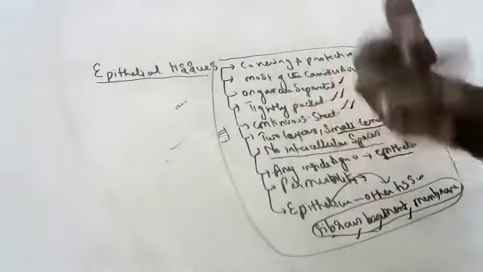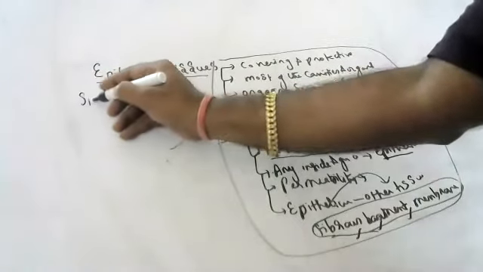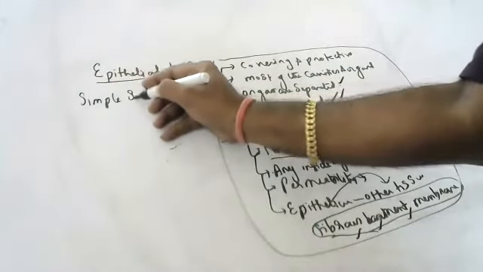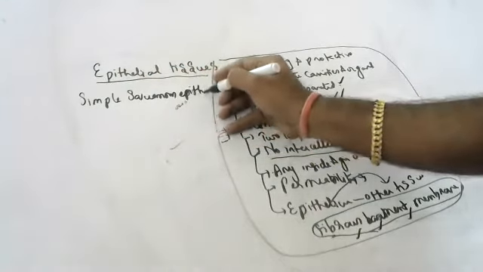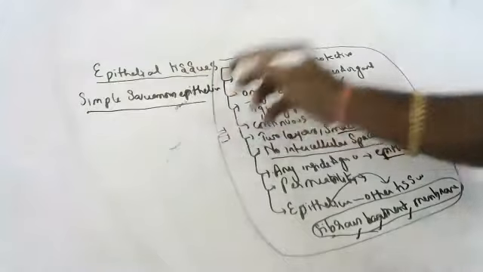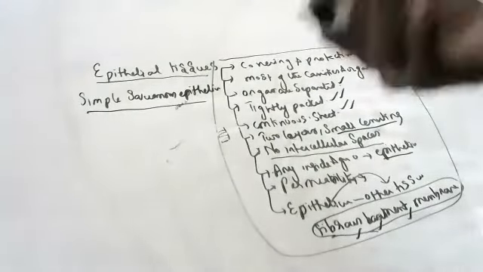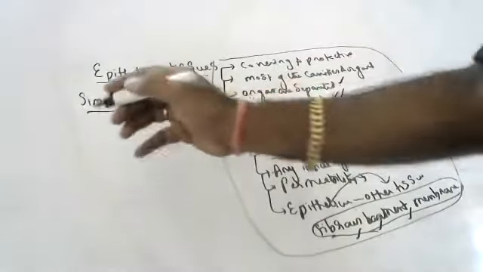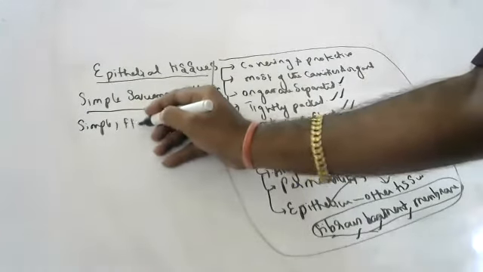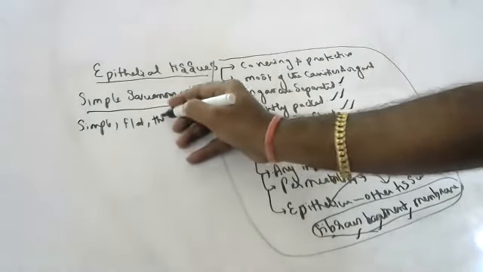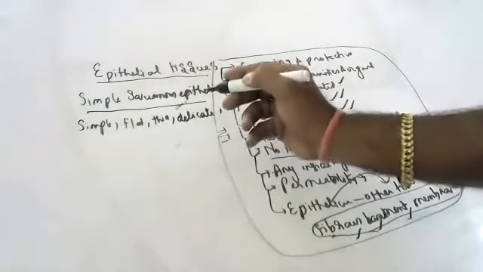Okay, so now there are different types of epithelium, children. First one, simple squamous epithelium. Very simple, this one. Where are they present? First of all, simple means single layer. They are flat and very thin, and it is a very delicate lining.